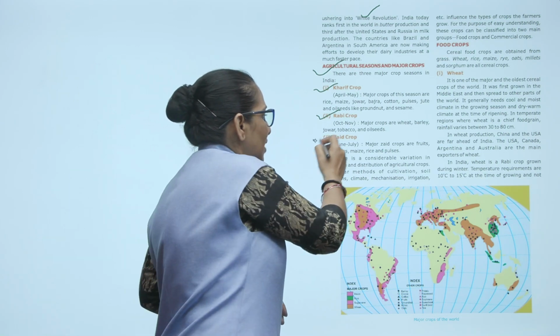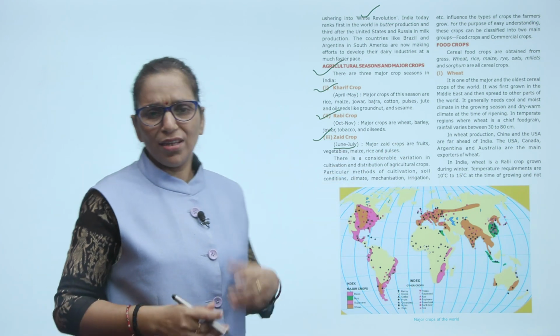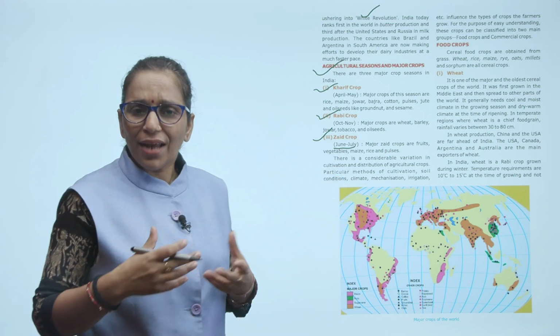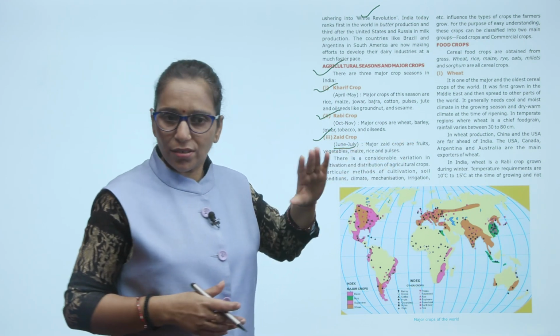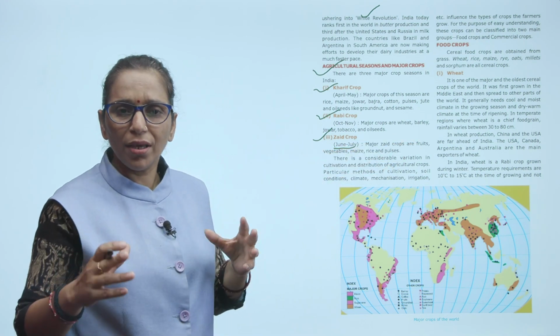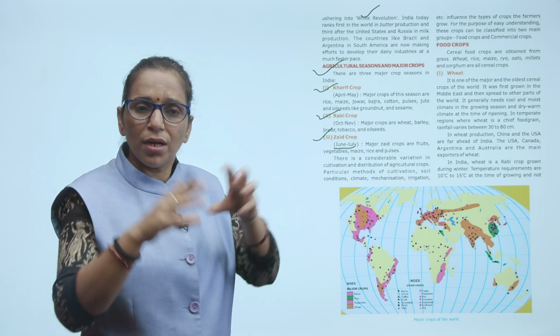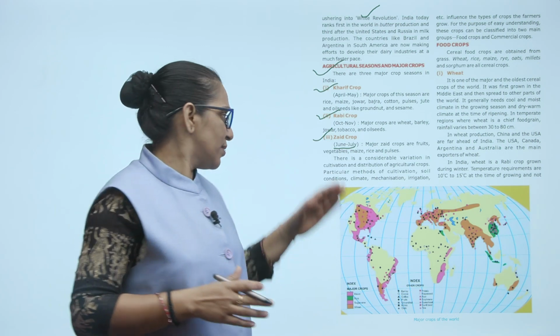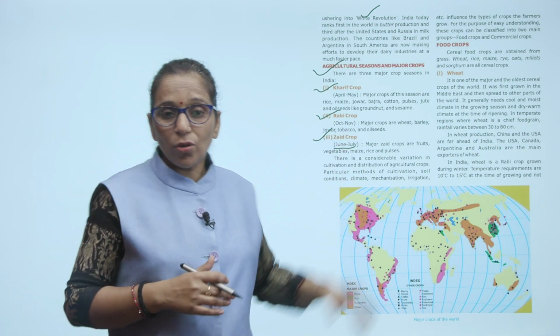Then Zaid. Zaid is between June and July. Major Zaid crops are fruit, vegetables, maize, rice, pulses. Basically, major Zaid crops are fruits and vegetables, because between the Kharif and Rabi crop seasons some months are left, and that time is utilized as the Zaid season or Zaid crop. So these are the three cropping patterns.